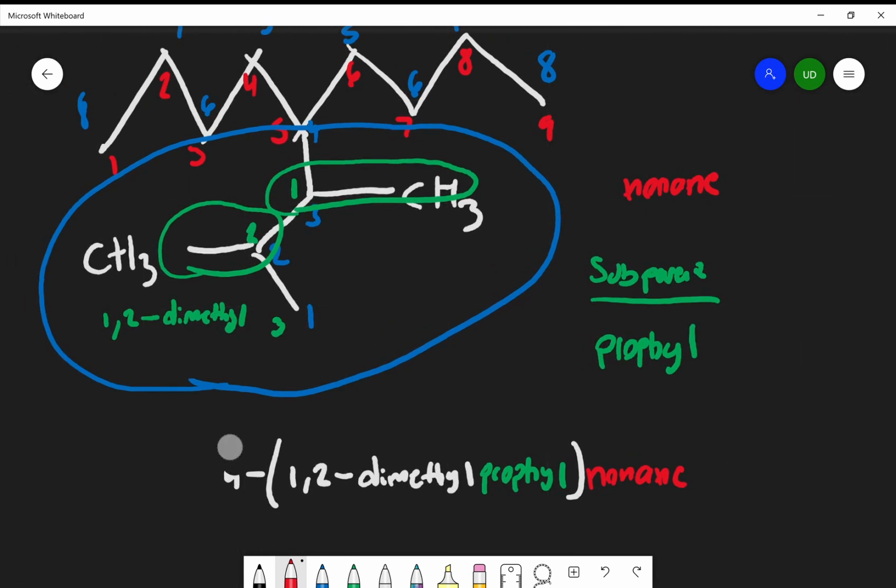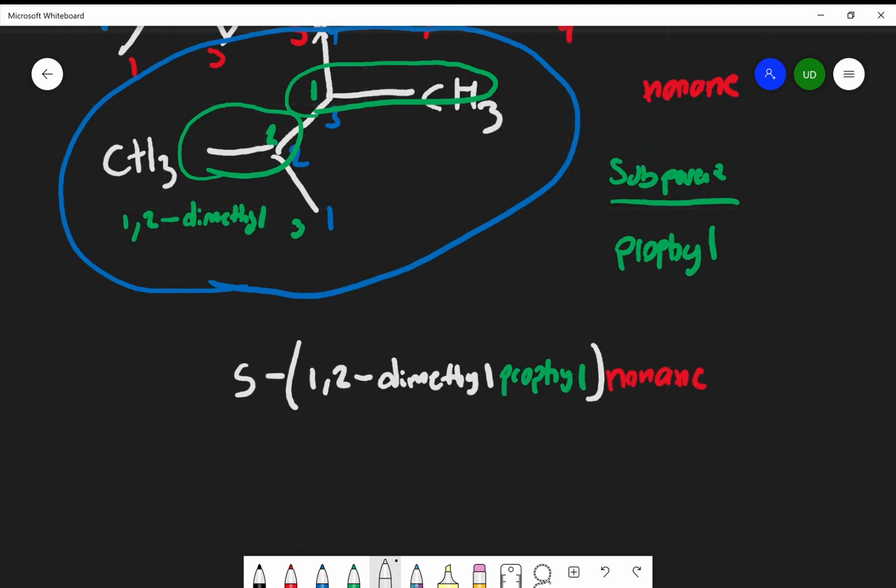I'm sorry, it's not 4. This is 5. I was looking at the wrong carbon chain, so we have to look at the red one. It's 5. So there it is.